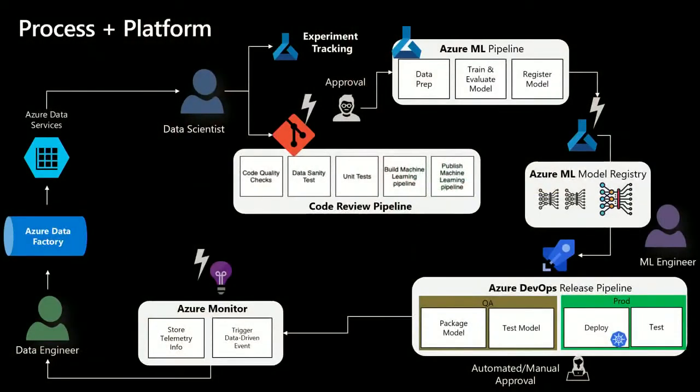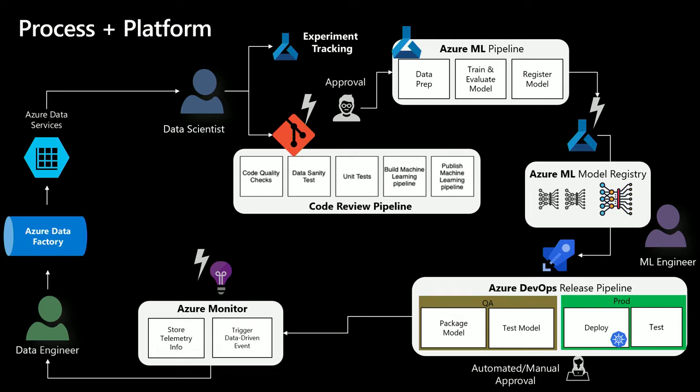So we talked a lot about the different people that are involved, but then there's also the recommended process and platform when you bring these personas together. You've got your data engineers working on a data factory, data scientists tracking their work, and when they're done, submitting their code for review. When the code is reviewed and signed off on, you submit your official training pipeline, which you feed your real production data into.